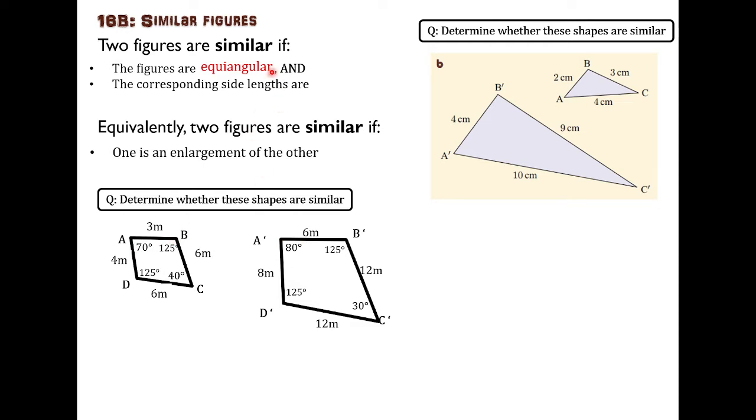The other rule that has to be true, as well as the equiangular thing, if they are to be similar, is that corresponding side lengths are in the same ratio. Corresponding means matching. So for example, 3 to 6, these are matching sides, right? 3 to 6 has been doubled, multiplied by 2. 6 to 12 has been doubled as well, and 4 to 8 has been doubled.